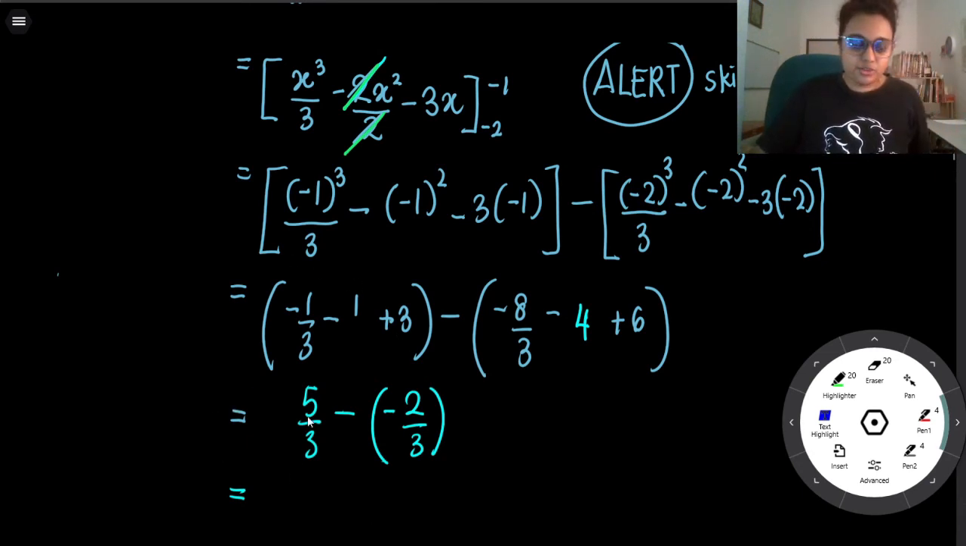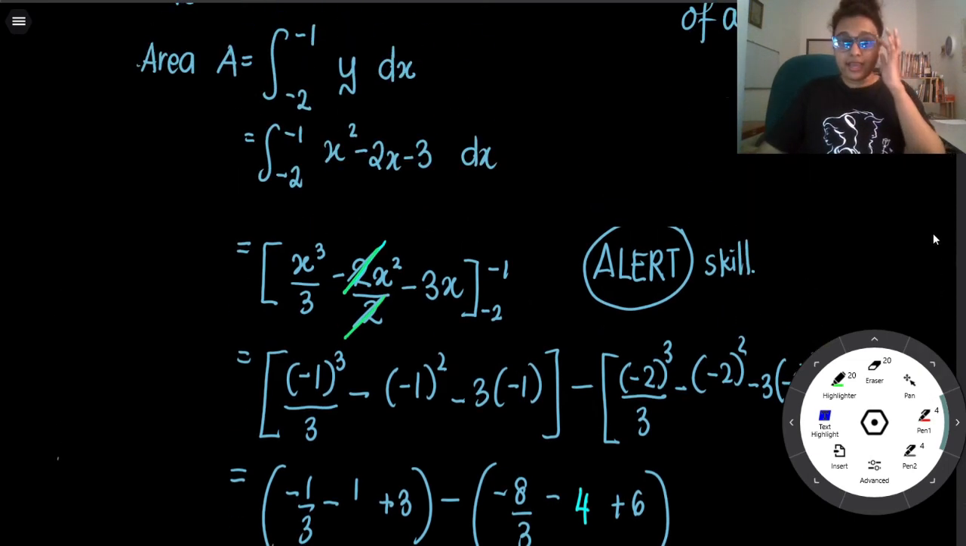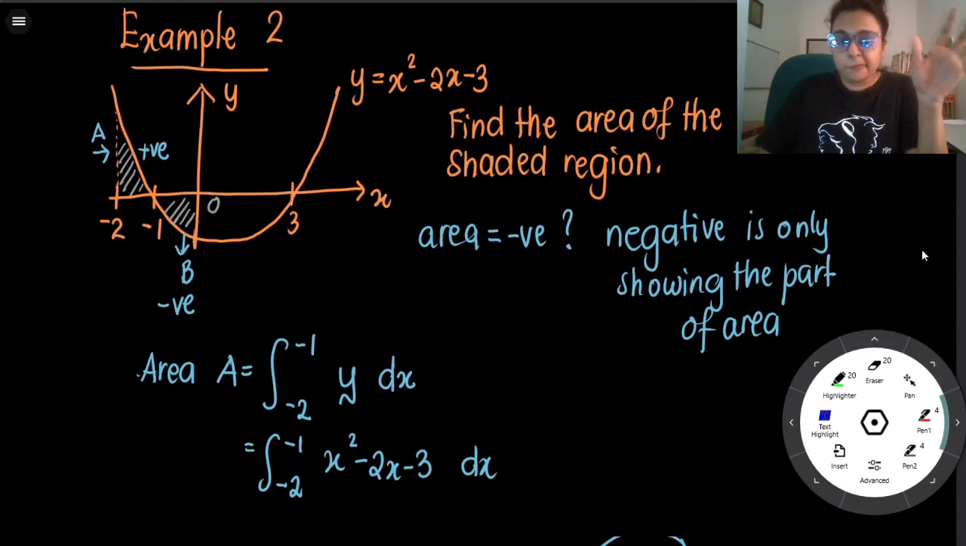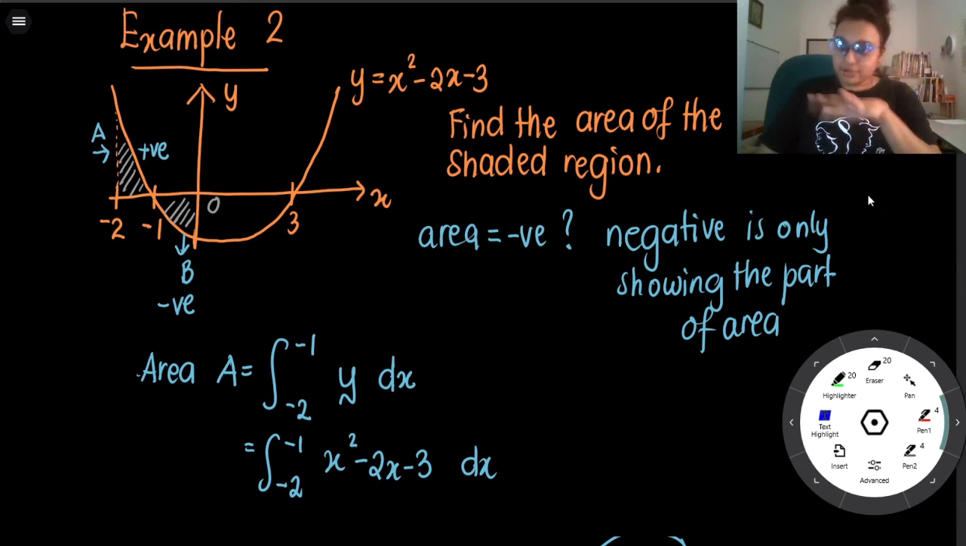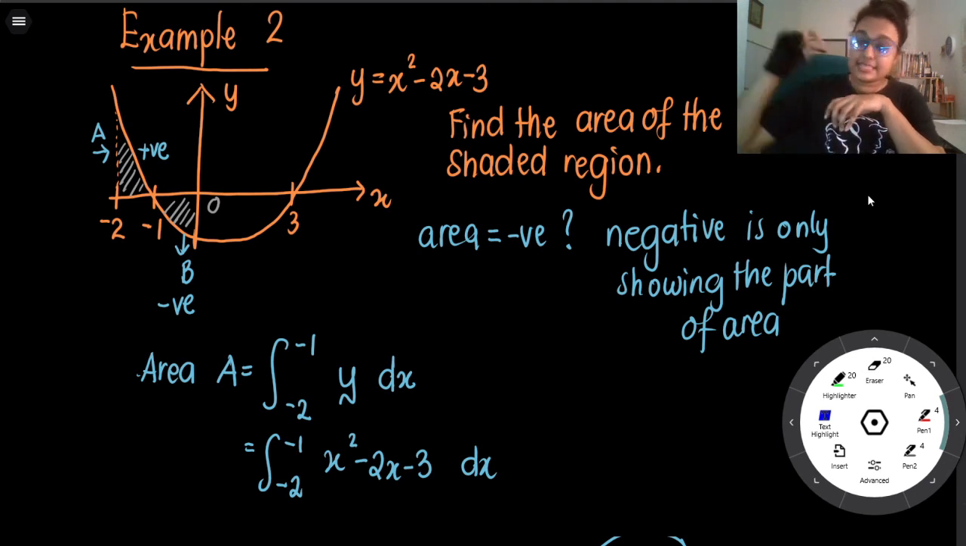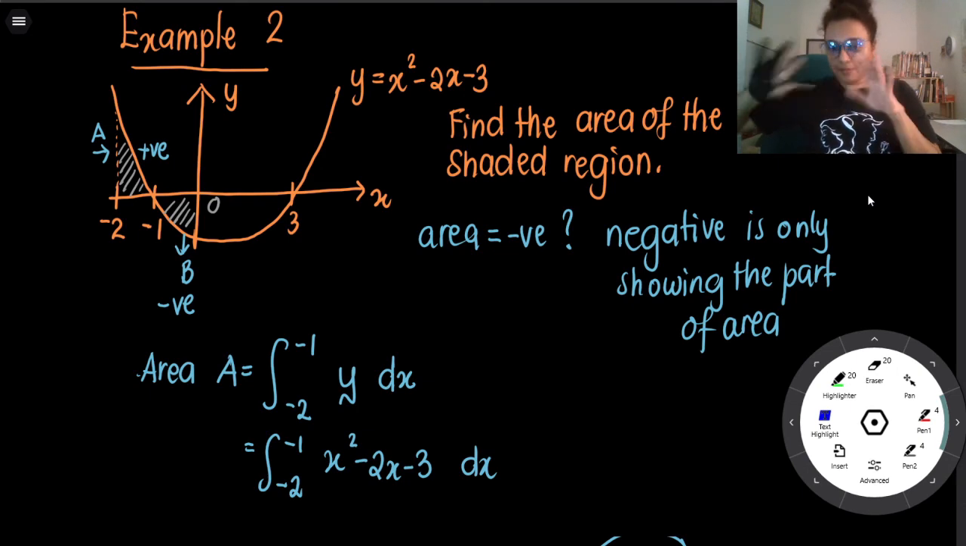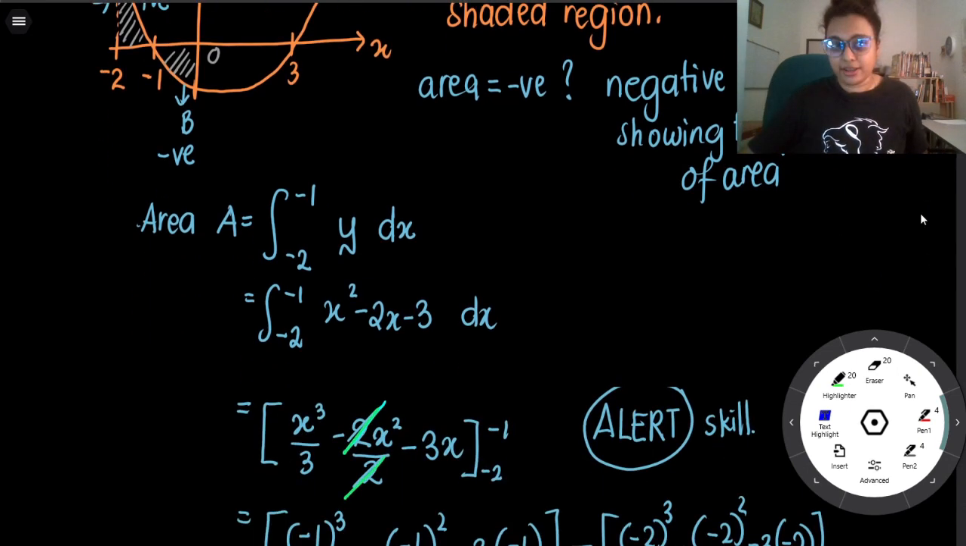So this one, minus minus becomes plus, so 7 over 3 unit square. Okay, so area for A is done. Now you need to find the area of B. What you do is pause this video right now, find the area for B first, write it in the comment, and when you watch the next part, check whether your area of B is correct or not.